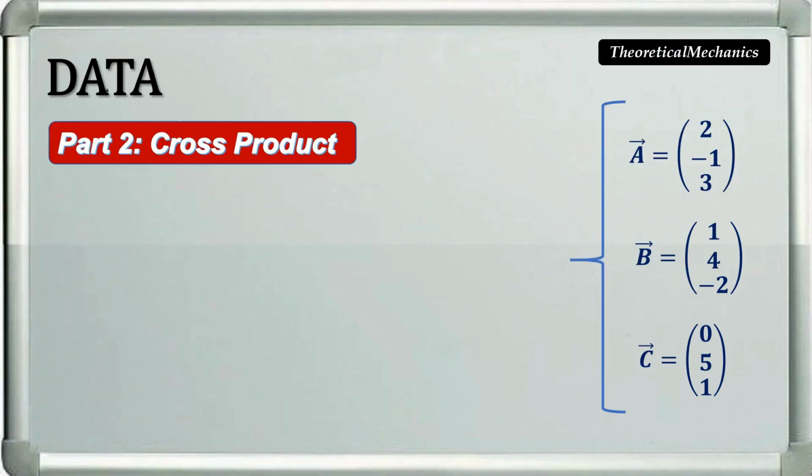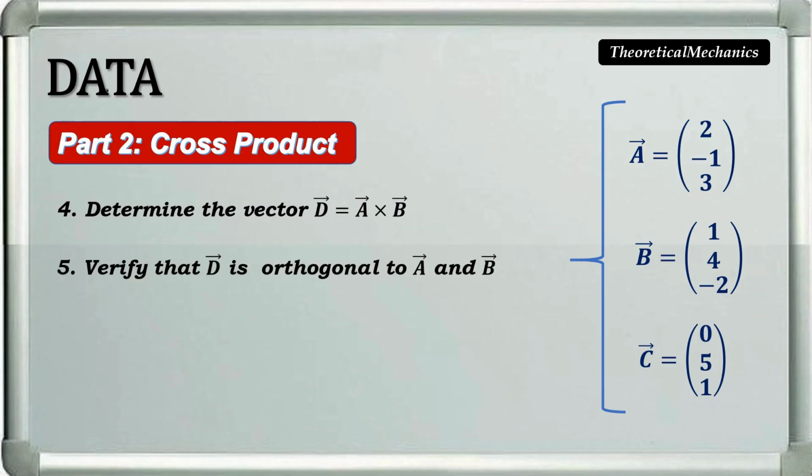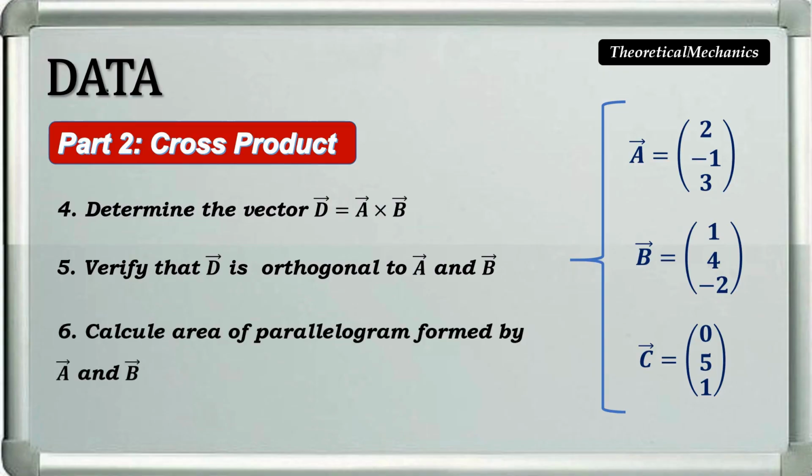Let's now move to part 2, which deals with the cross product. Here we'll answer 3 questions. First, determine the vector D equals A cross B. Second, verify that this vector is orthogonal to both A and B. And third, calculate the area of the parallelogram formed by vectors A and B. Let's start with the vector calculation.